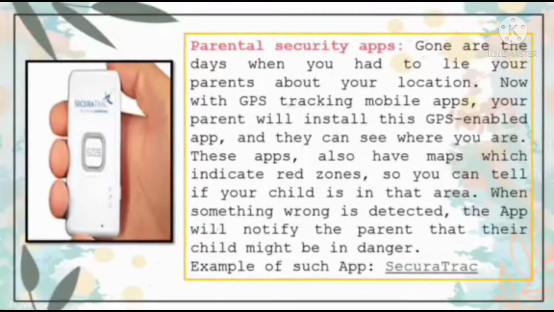Parental security apps. Gone are the days when you had to lie to your parents about your location. Now with GPS tracking mobile apps, your parents will install this GPS-enabled app and they can see where you are. These apps also have maps which indicate red zones so you can tell if your child is in that area. When something wrong is detected, the app will notify the parent that their child might be in danger. Parental security apps are very useful.